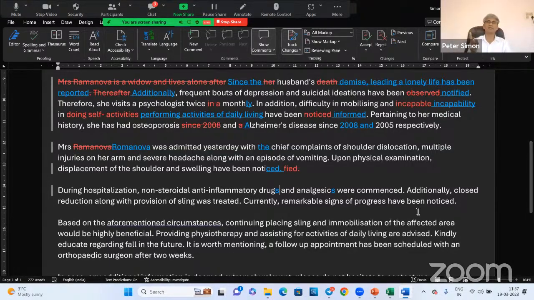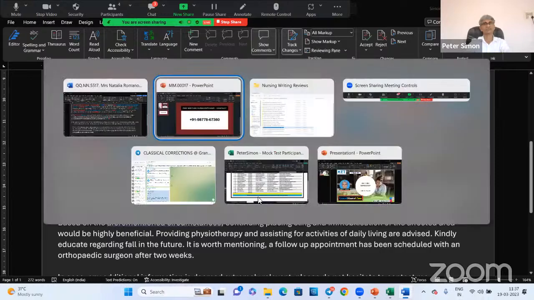If you say drug, you have to say a. If you say analgesic, you have to say an. Otherwise, plural is needed: drugs and analgesics. Otherwise, you have to say singular: a drug, an analgesic. So better you write it in plural form. Additionally, closed reduction along with the provision of a sling was treated.